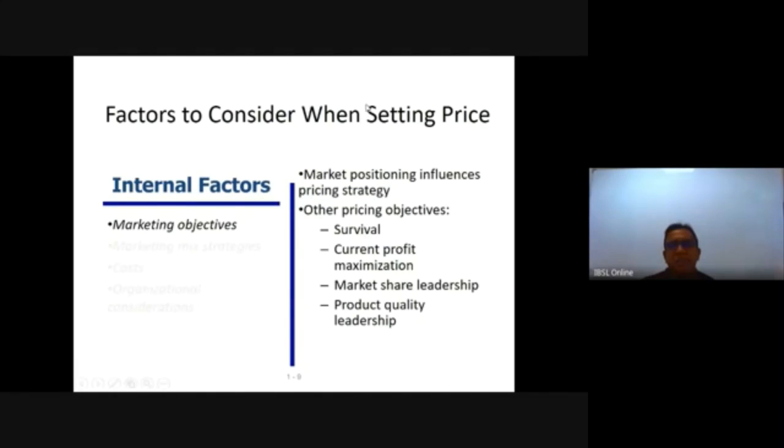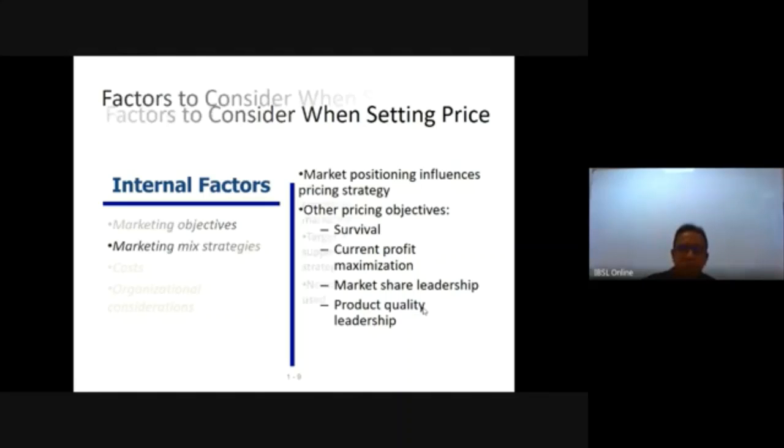The factors to consider when price is set. So what are the factors? Marketing objectives. Market positioning influences pricing strategy and other pricing objectives. Some companies set prices for survival, some to maximize current profit, and some companies set prices to obtain market leadership, like penetration pricing, where you set an average price and look for more market share. And some companies aim for product quality leadership, maybe expensive products, where a high price is set based on high quality. So the price is set depending on your marketing objectives.